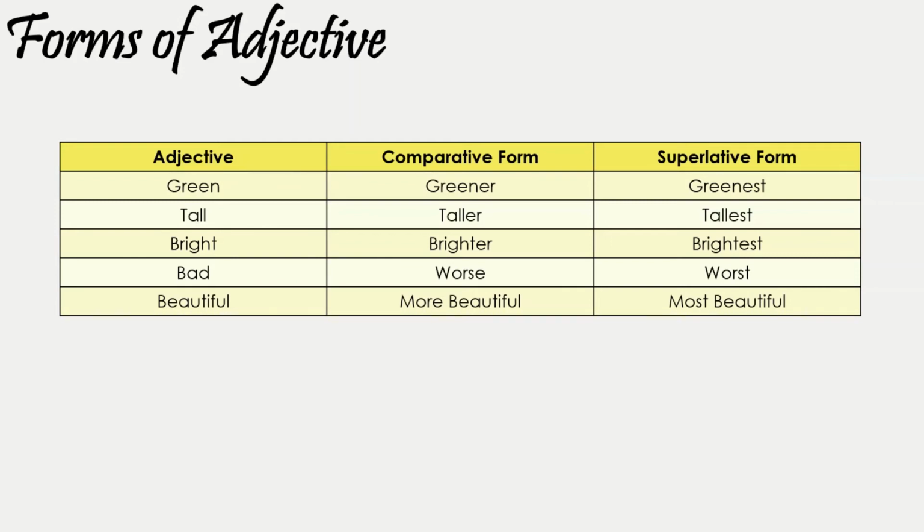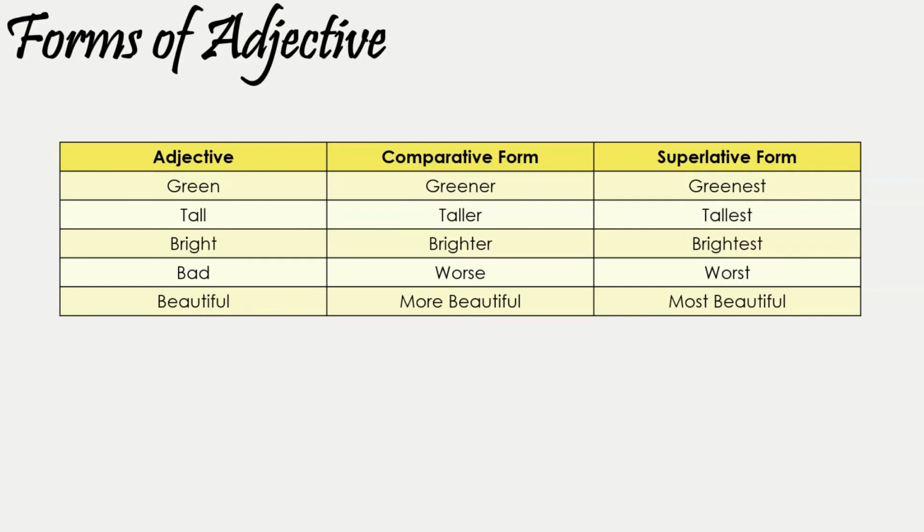For example, green is the standard form. But when comparing two things, we would say that this pen is greener than this one, and greener is the comparative form of the adjective, which we call the comparative adjective. But the highest degree of green is greenest. You can't get any greener than the greenest. So this is the superlative form of the adjective. So we call it a superlative adjective.